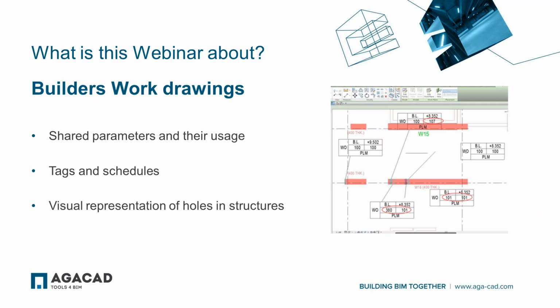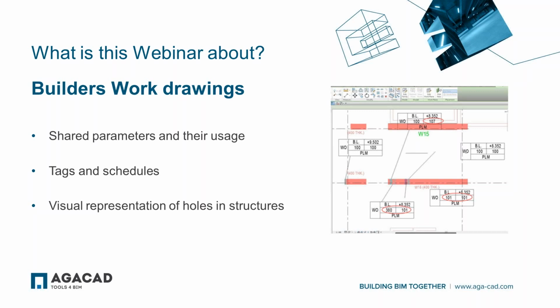The second topic is about the builder's work drawings. If somebody is not familiar with builder's work drawings, this is a drawing prepared for a builder that is working with MEP stuff. I mean the hangers. What is the elevation of the hanger? What is the size of the hanger? Where should the hanger be connected?